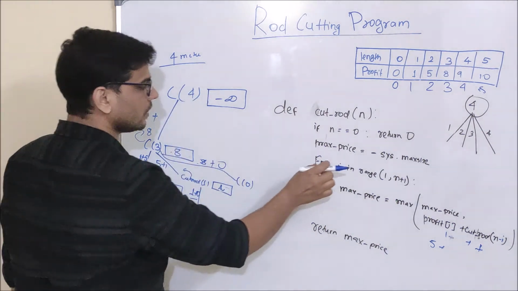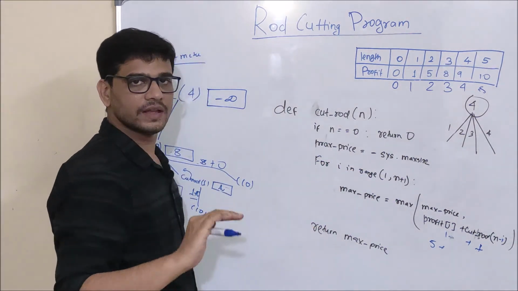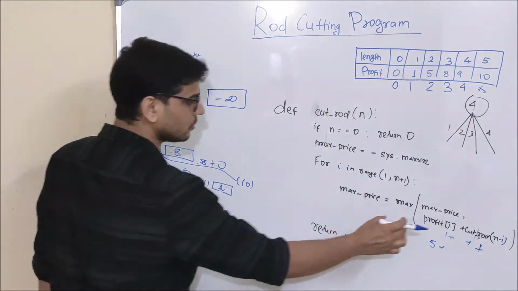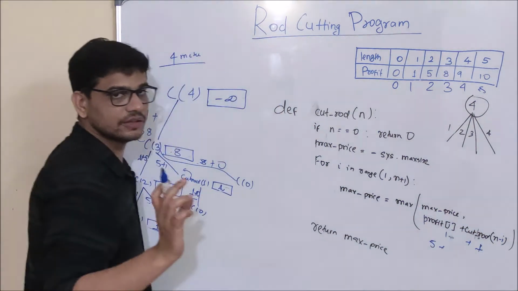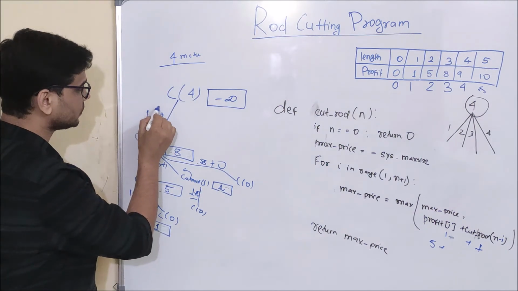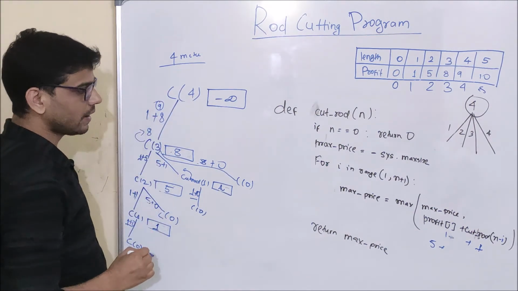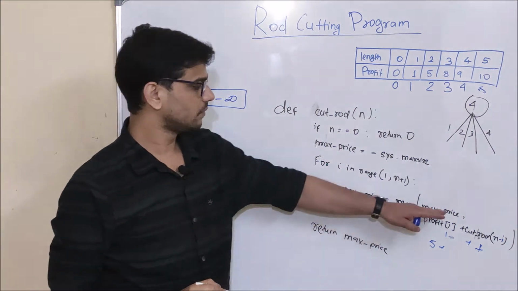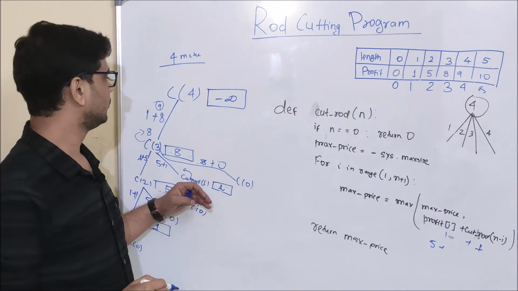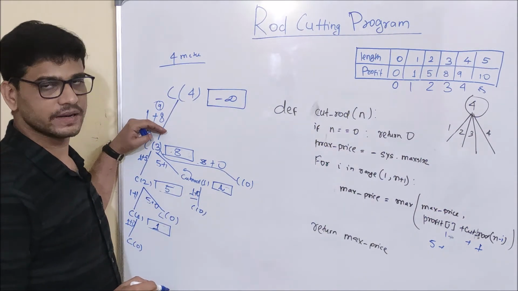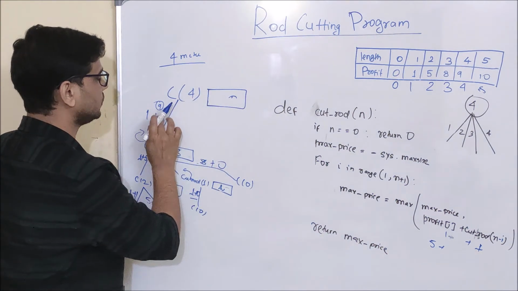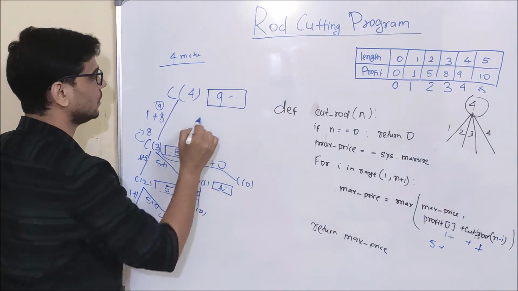cut rod of 4, i equal to 1 has executed now. Okay? Now i equal to 1, this part has executed now, and 8 has been returned, and this thing is 9. And now what I am going to check is whether max price is greater or this thing is greater. So as you can see, this is greater. So in max price, I will update this value, that is 9.